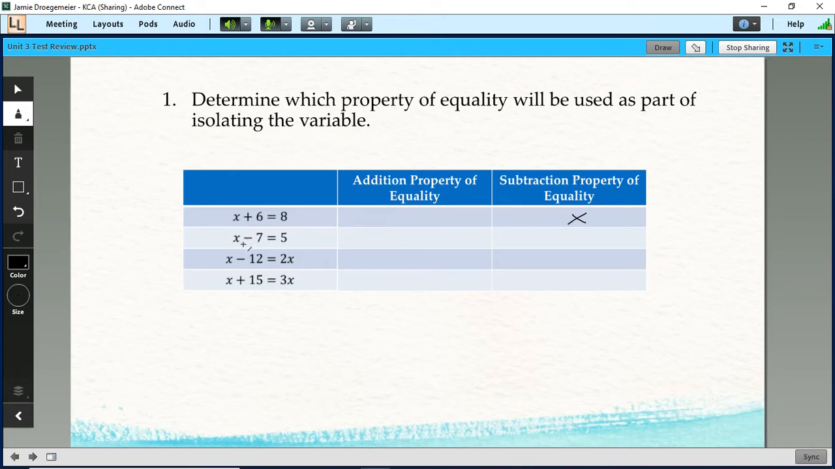In the second one, I have x minus 7 equals 5. I would want to undo that subtraction. So to do that, I would have to add 7 to each side. So I would be using the addition property of equality.